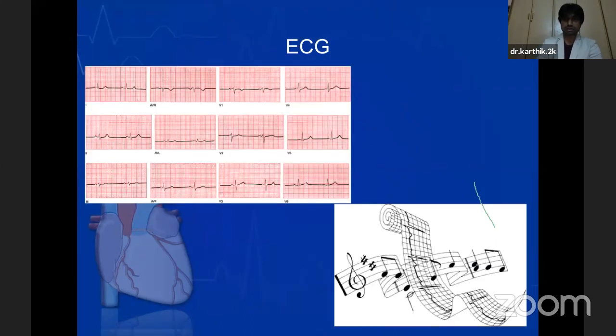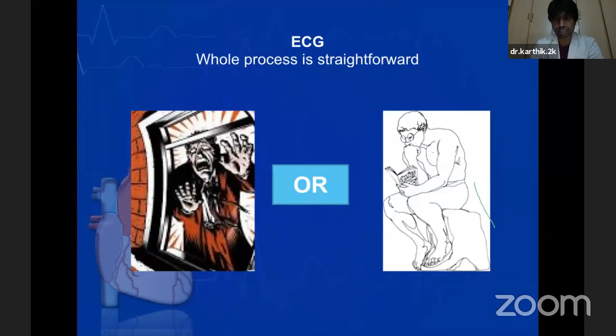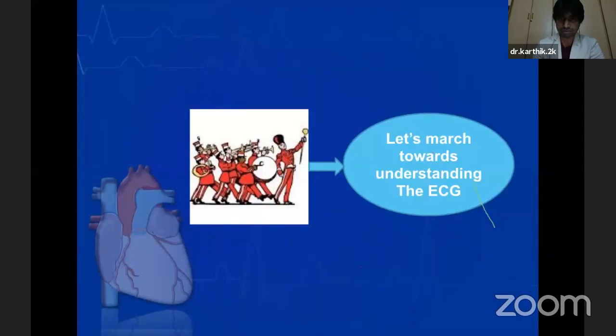To a beginner, when we flash an ECG strip, it almost looks like a music orchestra. Quite confusing at the beginning, but once you start learning it, you play by the tunes. My advice to all the residents and pharma students witnessing this program is: don't get scared when somebody flashes an ECG in front of you. Rather, have an analytical approach to understanding it. It's a very straightforward process, and if you follow the points as steps in sequential order, you will never miss a diagnosis. So let us march towards understanding this remarkable tool.